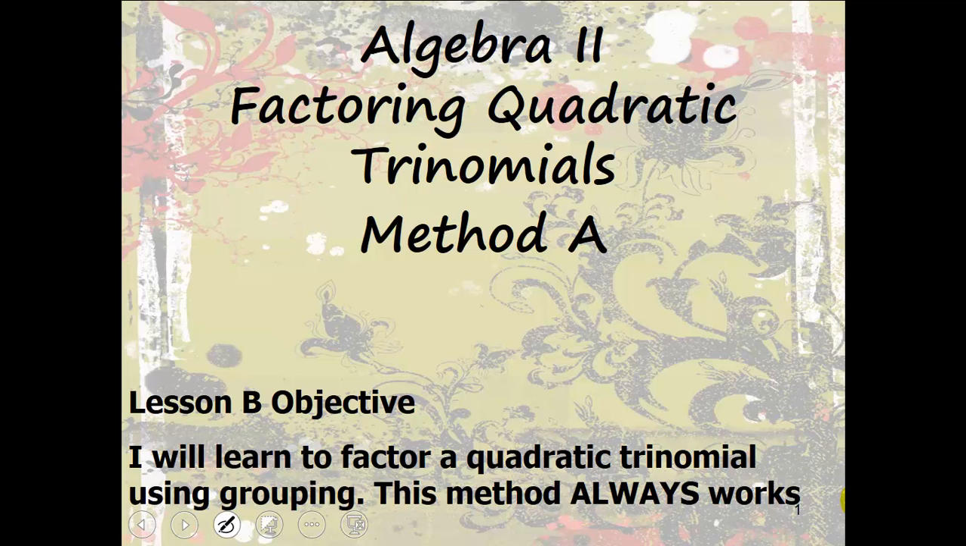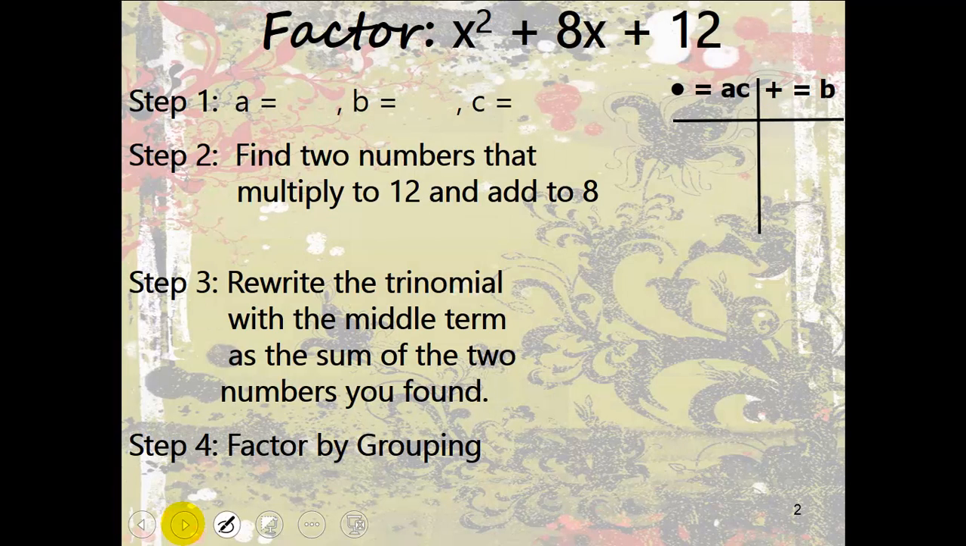And we're going to factor a trinomial using the grouping method. This method works for every single trinomial. So we're going to factor x squared plus 8x plus 12. I'm going to identify a, b, and c because I'm going to need those. A is 1, b is 8, c is 12.